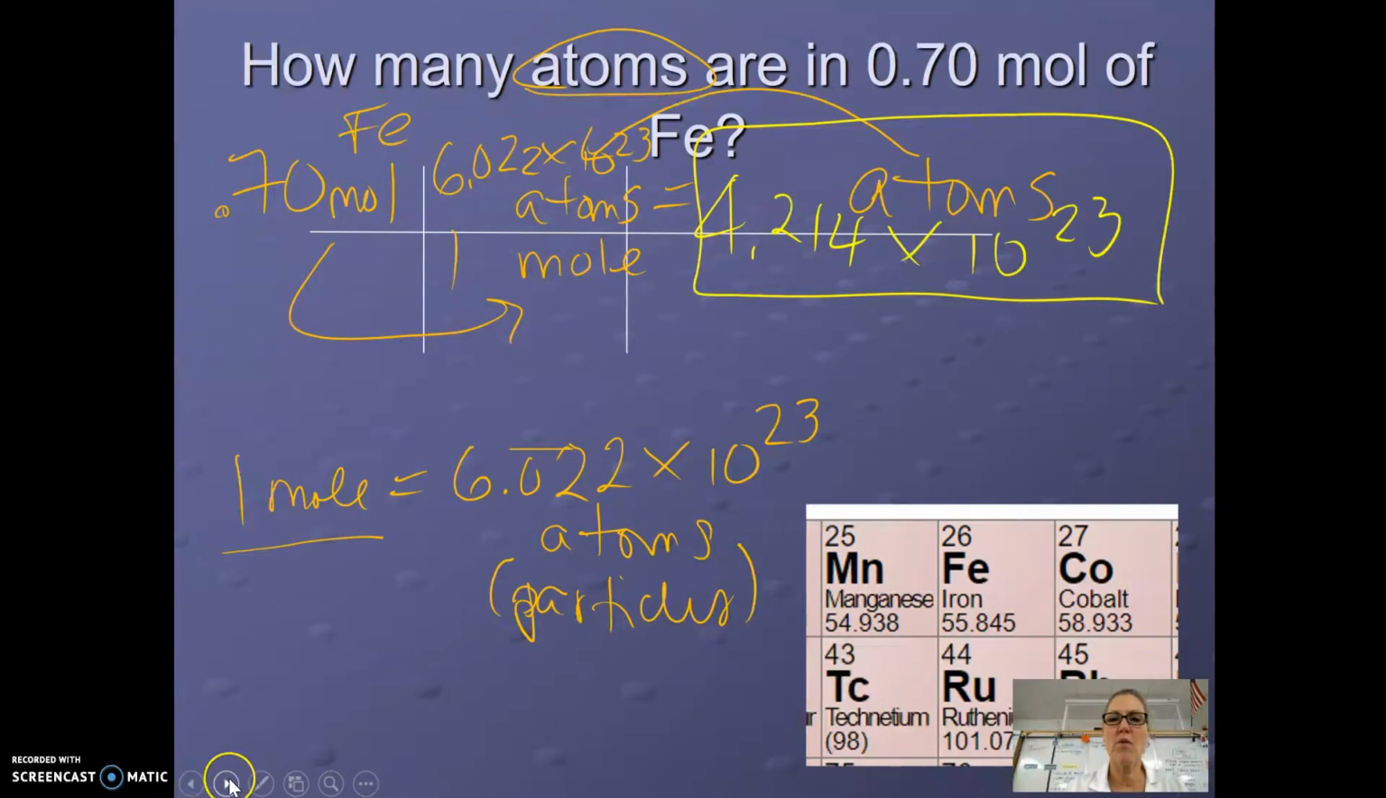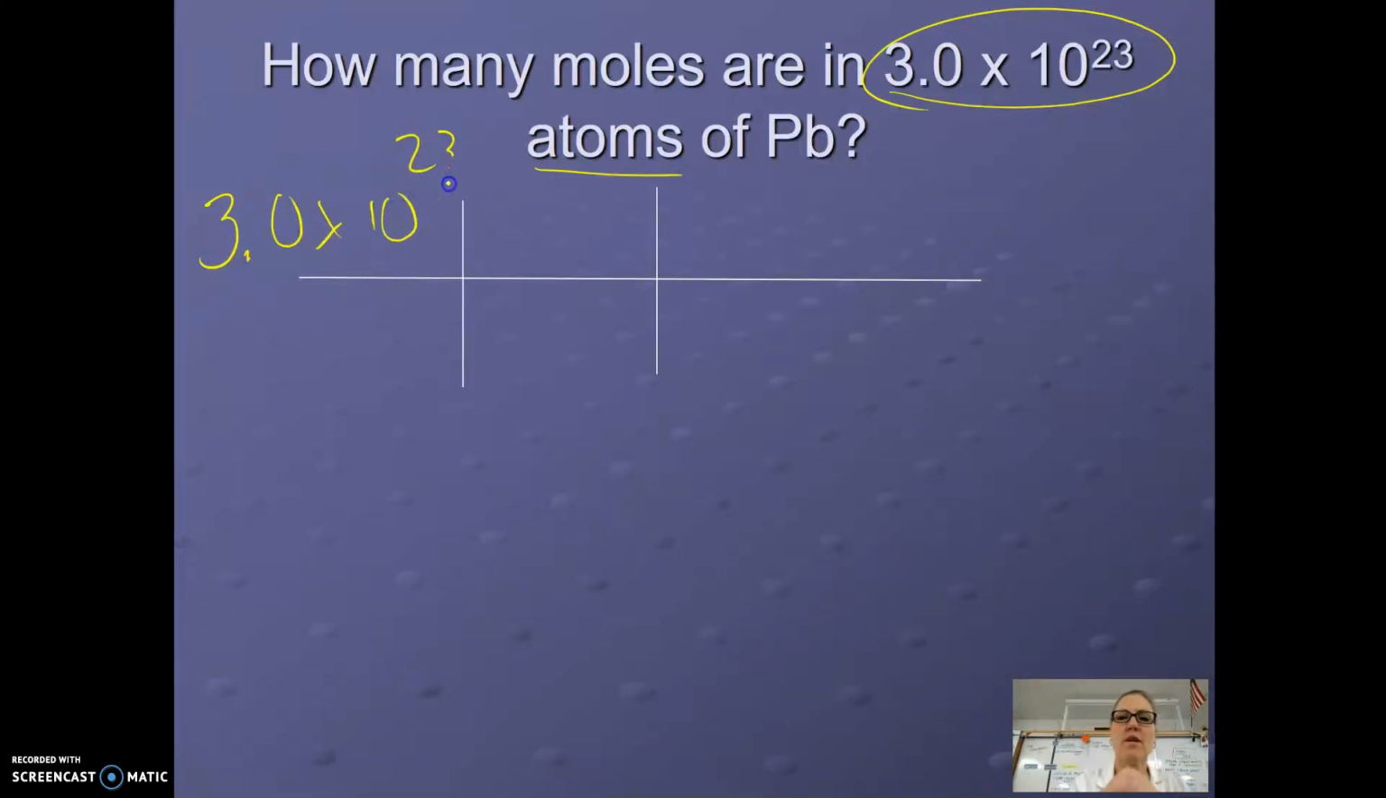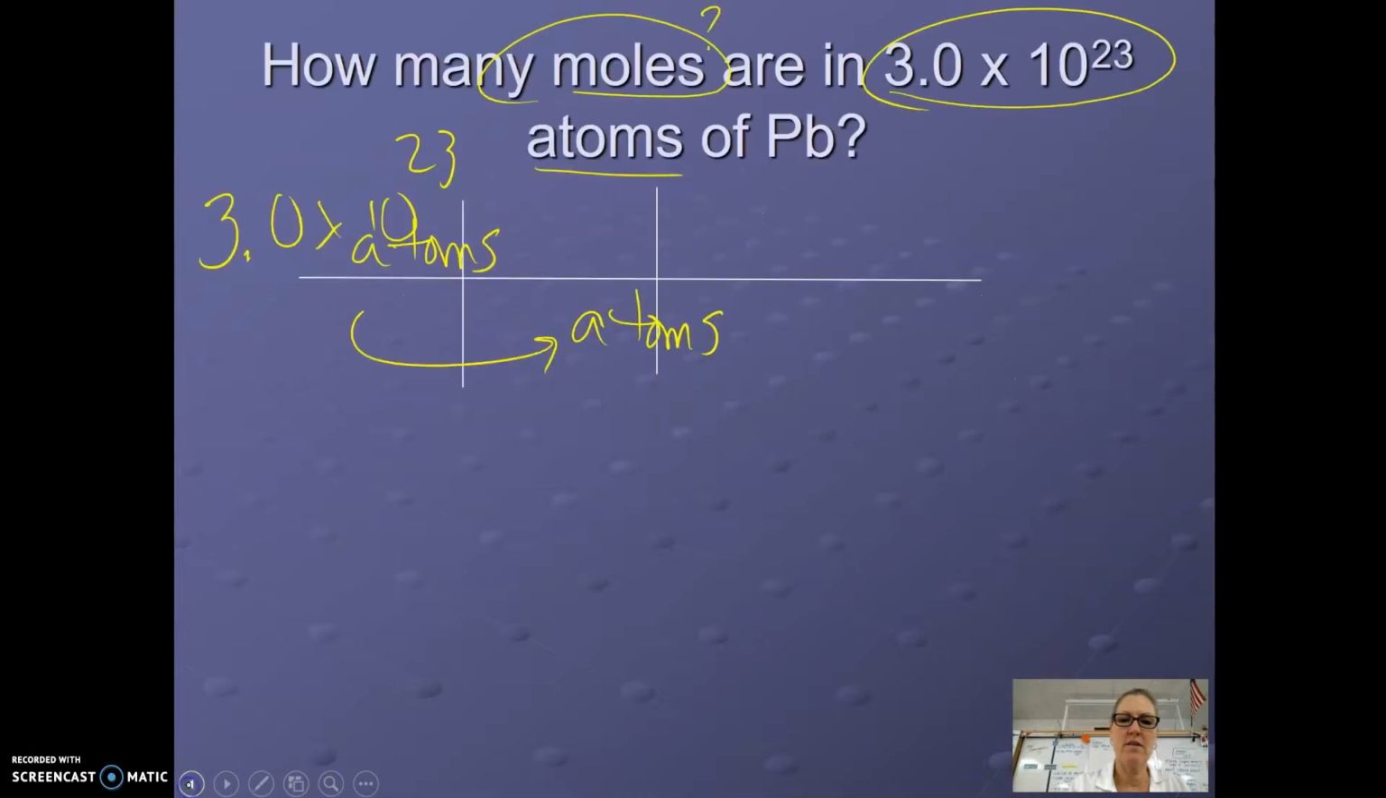Let's do one more where we combine that skill into one. Take a look at this problem. When you go ahead and solve this problem, you're going to need to think about the given first. So here's the given, but it's in atoms. 3.0 times 10 to the 23rd atoms. So I'm going to begin my setup, and at the end they want me to solve for moles.